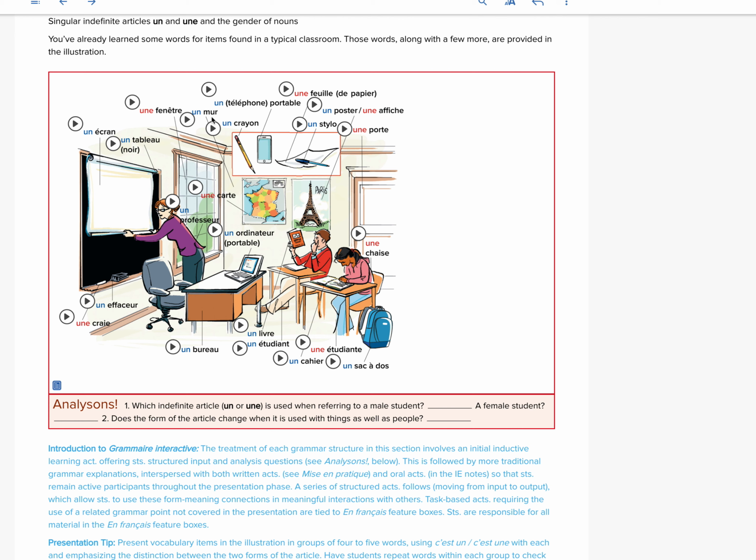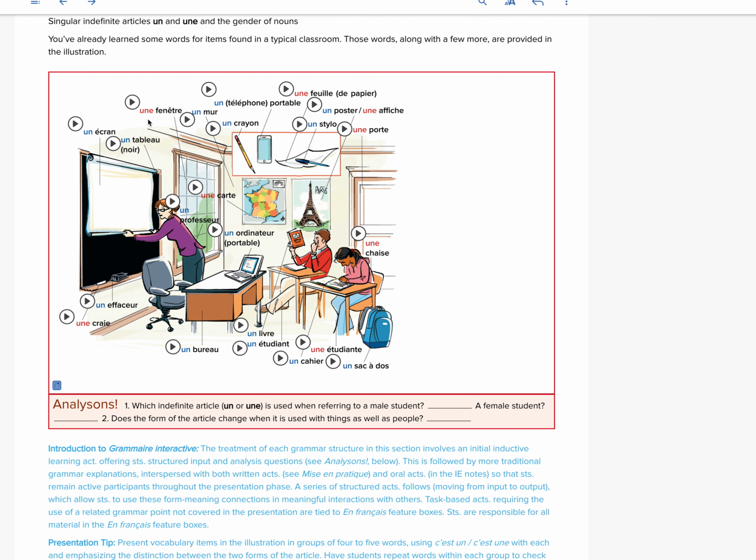So I just pronounced all of the masculine words, and the pronunciation of UN in French is un, un. It's nasal. You block the air and it comes out of your mouth. It doesn't go through your nose. You know, une is different, right?